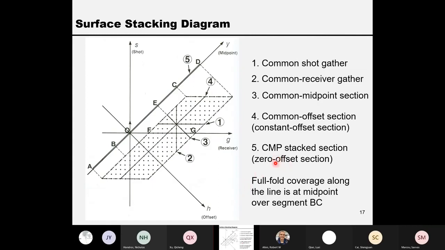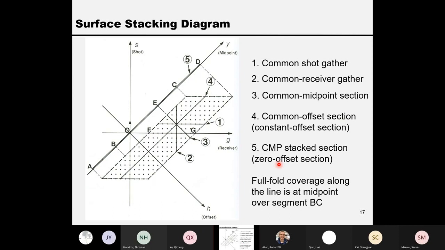Stack really means equivalent to a zero offset section, which is five here. Source at this point, receiver also at this point. It's called source receiver distance zero. But physically, you cannot put your hydrophone next to the air gun, right? So this zero offset section is generated by processing. Ideally, if you could acquire this section in the field, that would be the ideal situation, right? But in fact, you cannot. So the zero offset section is generated by processing.